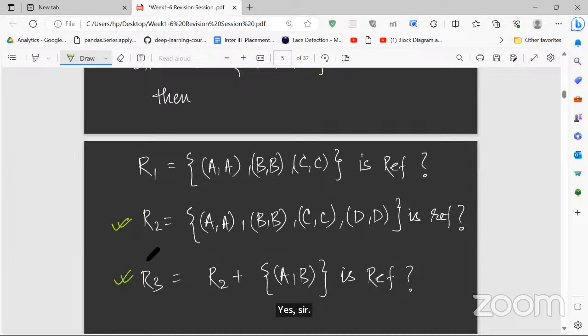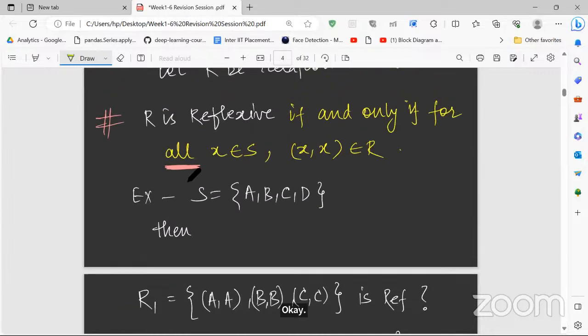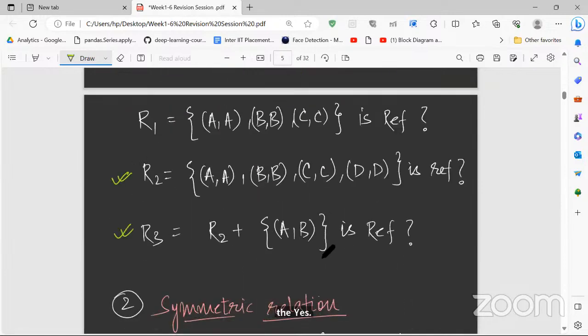Why is R3 reflexive? See, the condition here is only on X, it's not on R. For all X that is present in the set S, (X, X) should be present. It doesn't tell you whether (X, Y) or (Z, X) or anything else is present. If all these four are present, for all the X, then you can directly say it's reflexive. Other than that, anything else can be present also. We should not be worrying about that. Is this clear to everyone?